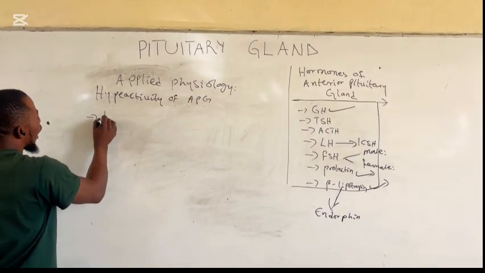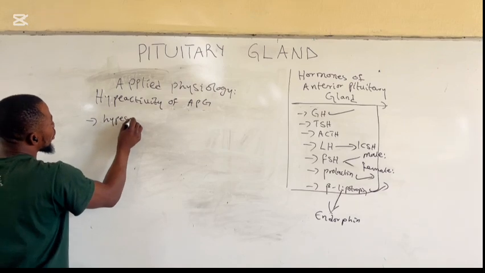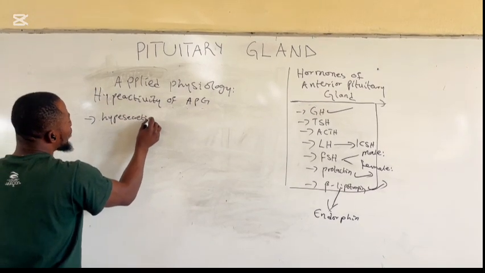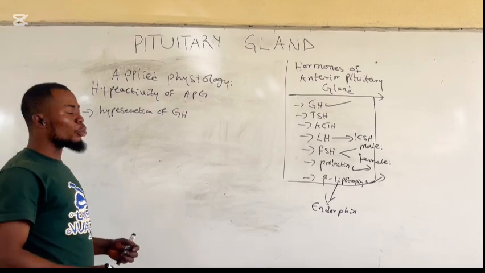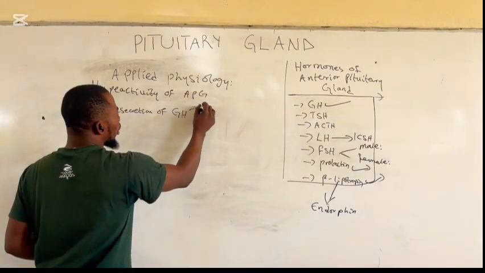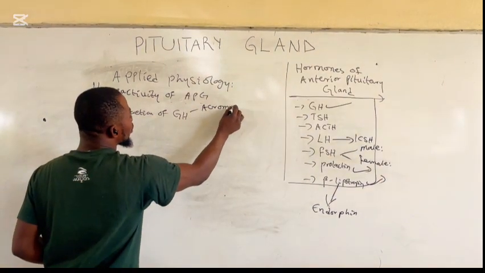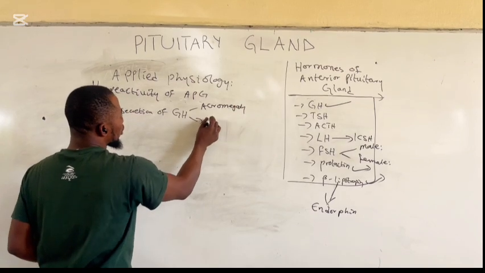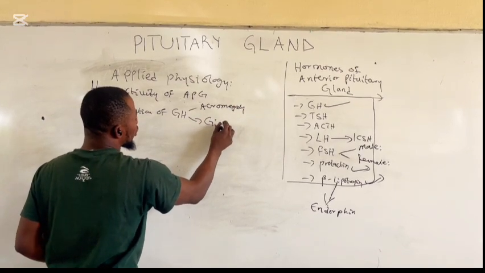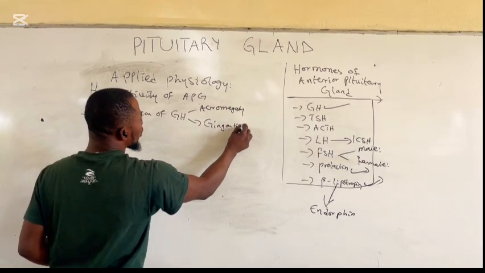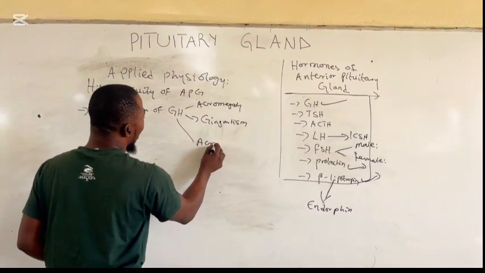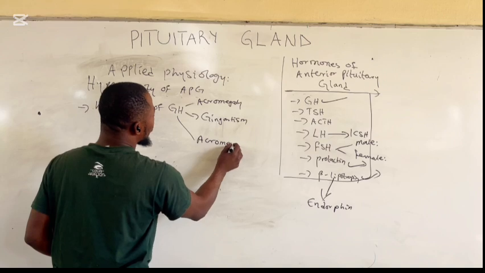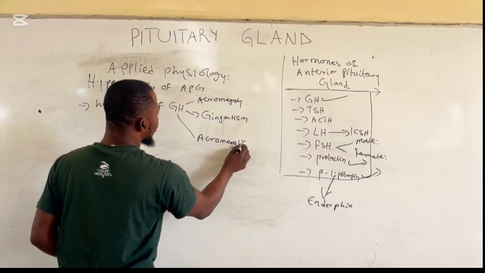there is hypersecretion of growth hormone. This hypersecretion of growth hormone can lead to acromegaly, gigantism, or acromegalic gigantism.